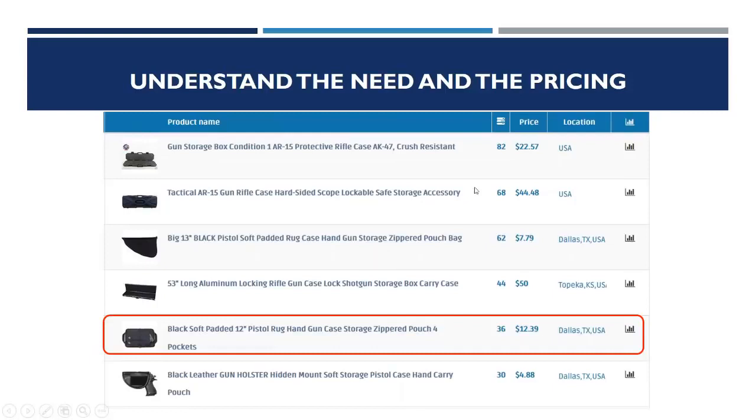But we also want to understand the market price. We don't want to bring the same or a similar product and sell it 2 times more expensive, because we're not going to sell it. We want to get a similar product so we can sell at the same price or even a little bit cheaper, so we will be competitive in the market.